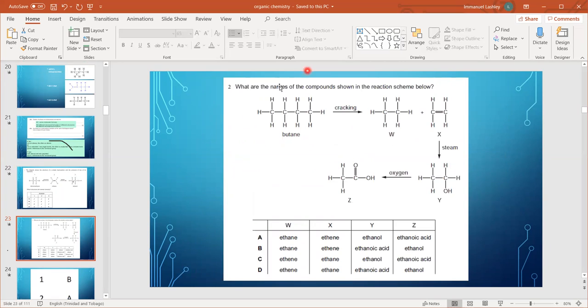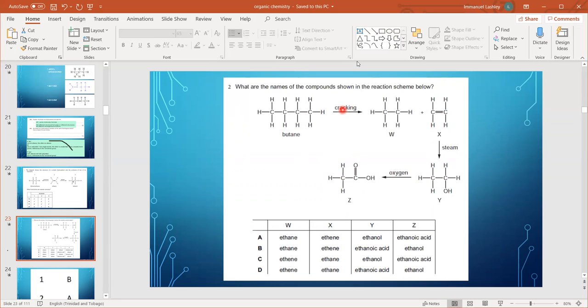All right, so next question. What are the names of the compounds shown in the reaction scheme below? So we have butane undergoing cracking to produce a compound W, and then that plus an alkene in the presence of steam gives us an alcohol, which in the presence of oxygen goes on to give us a compound Z, which is a carboxylic acid.